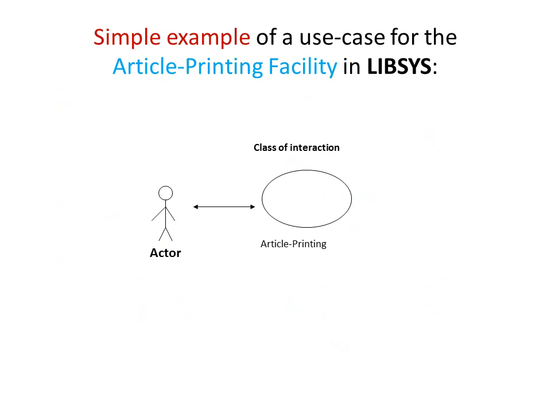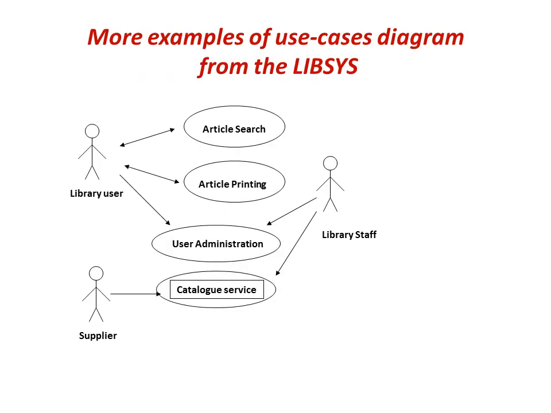Example of a simple class diagram, use case diagram. You can see one actor and one use case. A good example of a use case diagram for a library system. As you can see here, we have three actors: library user, suppliers, and library staff. And we have four use cases: article search, article printing, user administration, and catalog service.